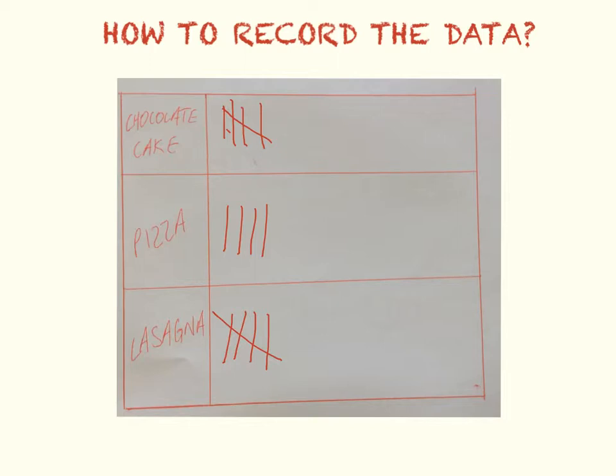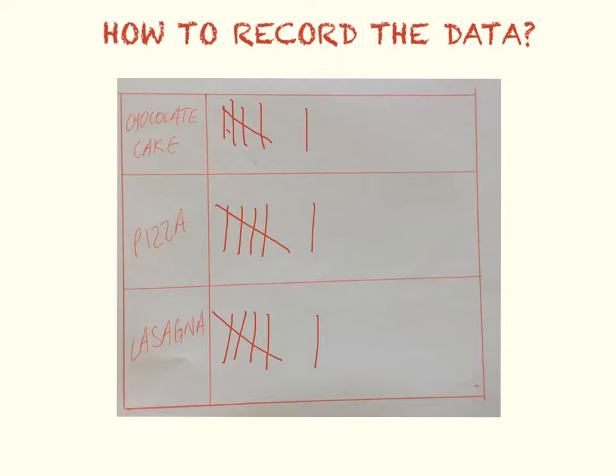Now, Mr. Graham loved pizza, so he's going to go mark in there. Miss Solomon also loved pizza. Mr. Quinn was a lasagna fan, so he loves lasagna. And Mrs. Burt, she loved chocolate cake.